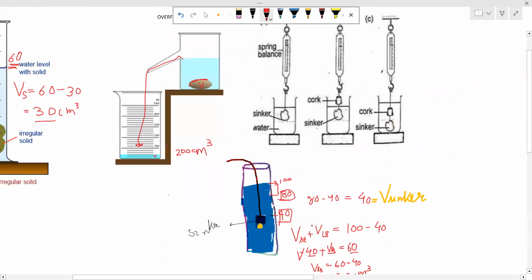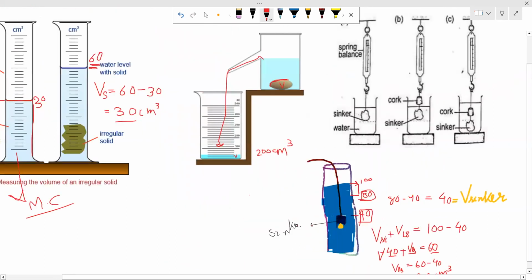This is all about finding the volume of irregular solids. Now how to find the volume of liquid? You can use different kinds of flask. Okay, your pipette, your flask, your burette, all the things you can use for finding the volume of liquids.